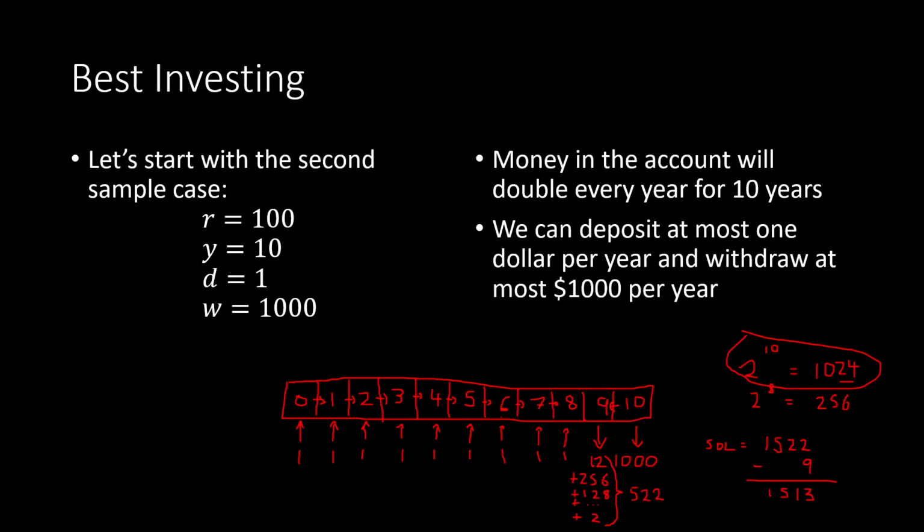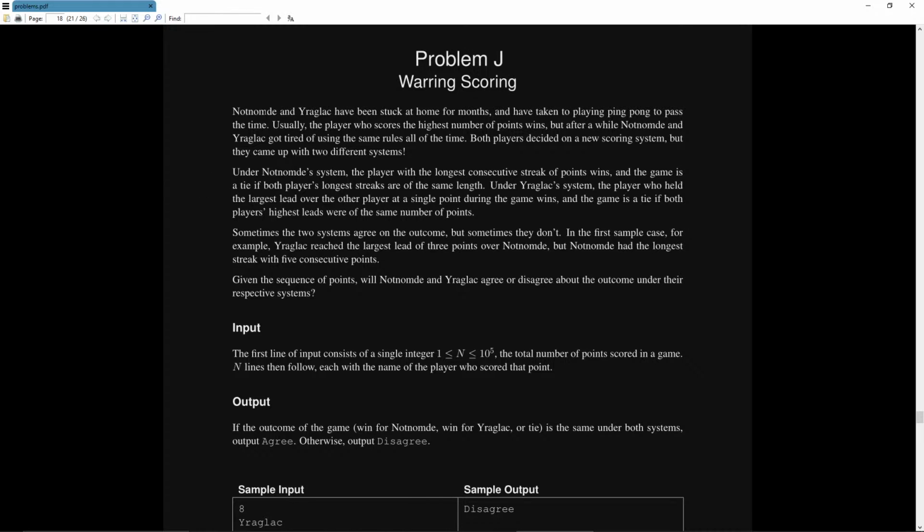So my other problems were quite a bit easier than this one, but I can go through them quickly. So one of my problems was called Warring Scoring, and these ones were the Division 2 only problems. They were kind of the somewhat easier ones, but you still kind of have to read it carefully.